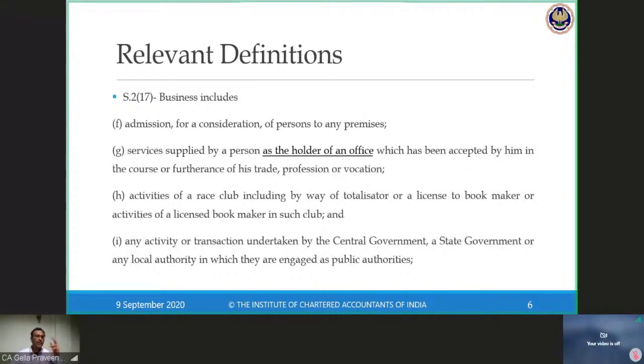Further, clause F: admission, for a consideration, of any persons to any premises. If there is a trade exhibition and any money is collected for it, then yes, there is a business activity. Services supplied by a person as a holder of an office, like a director rendering services in relation to the position he holds in the company, other than salary. Schedule 3 covers that salary is deemed to be neither a supply of goods nor a supply of services. So if there are any services rendered by the holder of an office to a particular entity, then they say yes, this falls under the business definition.